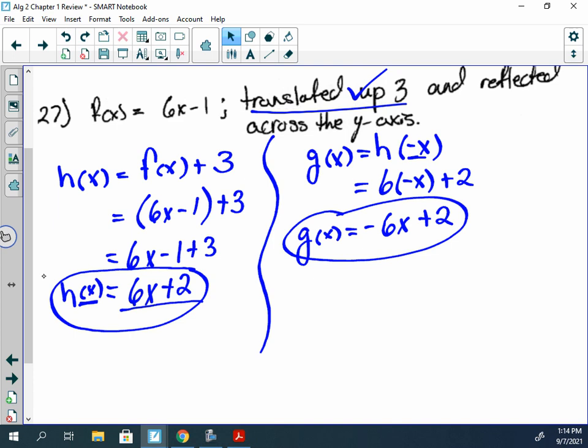Because when we start looking at it, not trying to remember exactly every little thing, translation up 3. Okay, well that's vertical. That's my f of x plus k. Plug in k, then plug in the function as needed, simplify, move on to the next one. And we do that one at a time.